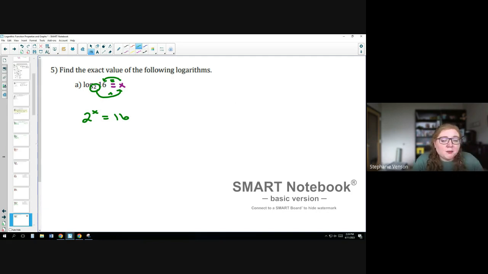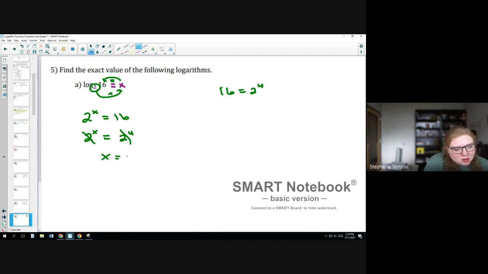If I can write the bases the same, I can drop the bases and set the powers equal. Well, 16 can absolutely be written as a base of 2. In fact, 16 is equal to 2 to the 4th. So I can rewrite this as 2 to the x is equal to 2 to the 4th, and then I can drop the bases and set the powers equal. So I have x equals 4. And so you would just type in 4 as your answer to Pearson.